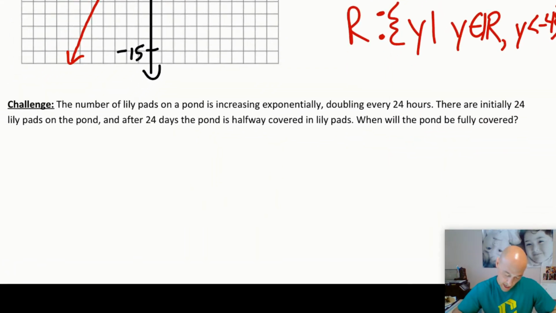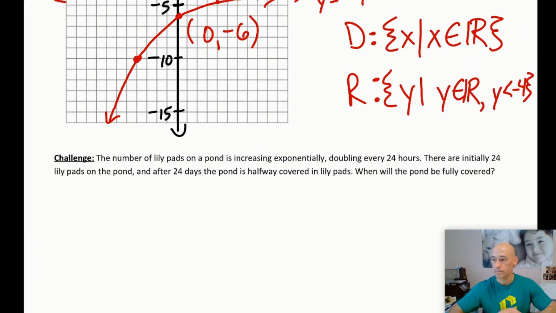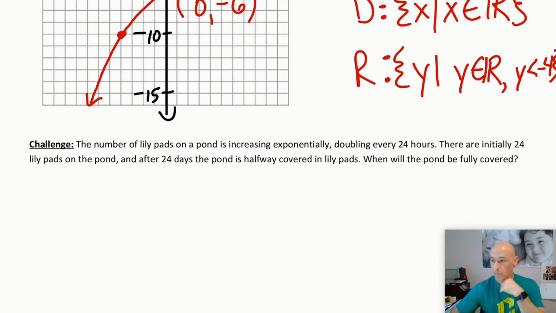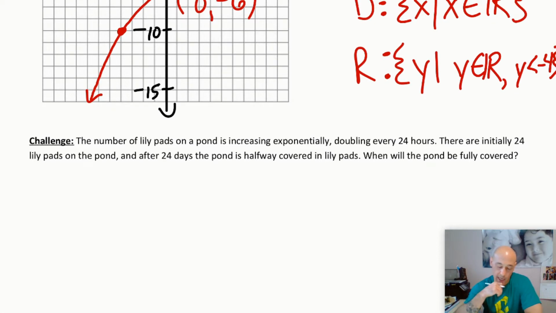All right, so here's a challenge problem. It's going to be challenging. The number of lily pads on a pond is increasing exponentially, doubling every 24 hours. There are initially 24 lily pads on the pond, and after 24 days, the pond is halfway covered in lily pads. When will the pond be fully covered?